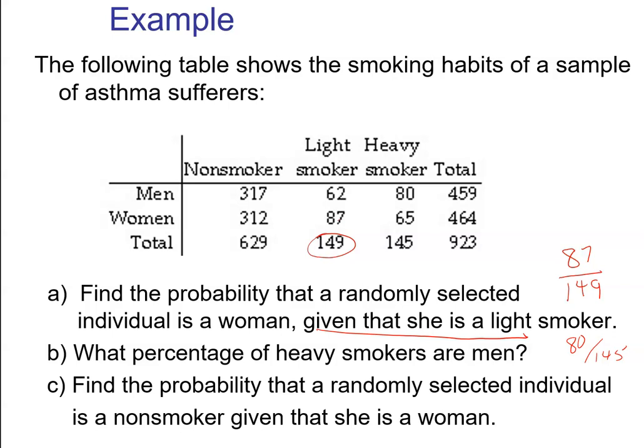So C, find the probability that, sorry, my phone was going off. Find the probability that a randomly selected individual is a non-smoker, given that she is a woman. Okay, so given woman, so there's 464. And now we want to know the individual is a non-smoker. So out of those, we would have 312. So this is where I'm looking here, 312.